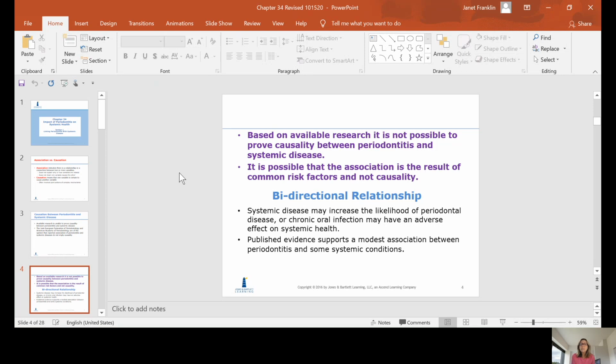Systemic disease may increase the likelihood of periodontal disease, or chronic oral infection may have an adverse effect on systemic health. So this is a matter of which one's affecting which. Is the diabetes worse because the patient has periodontitis? Or is the periodontitis worse because the patient's diabetic?